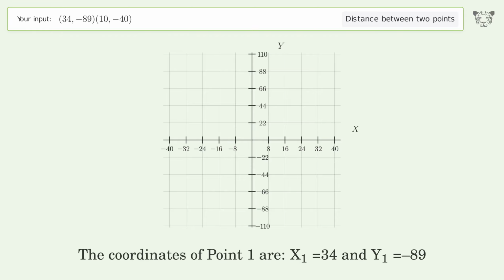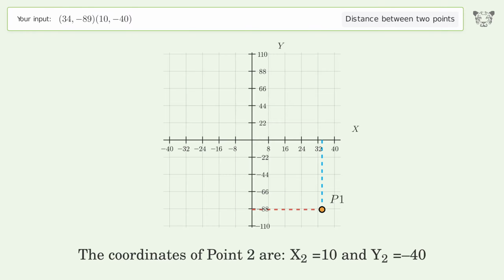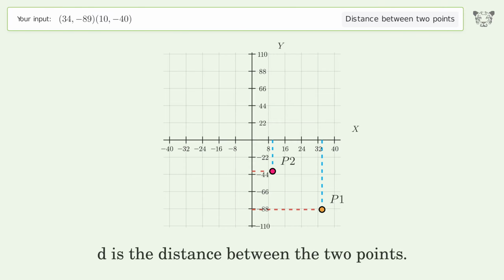The coordinates of point 1 are x1 equals 34 and y1 equals negative 89. The coordinates of point 2 are x2 equals 10 and y2 equals negative 40. D is the distance between the 2 points.